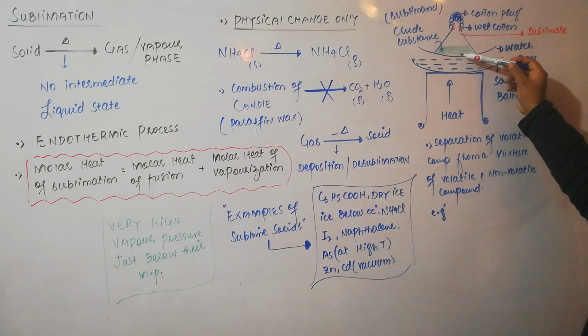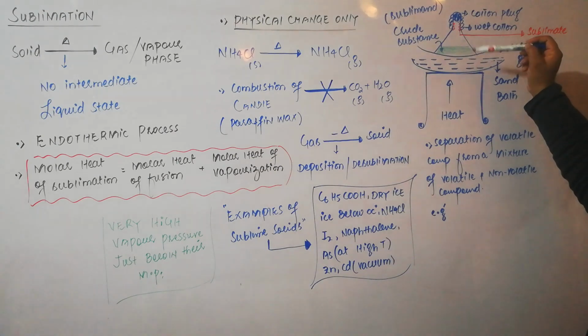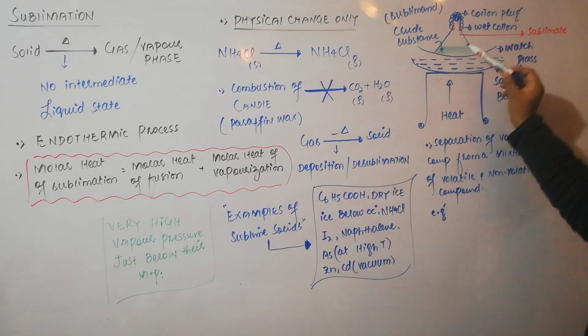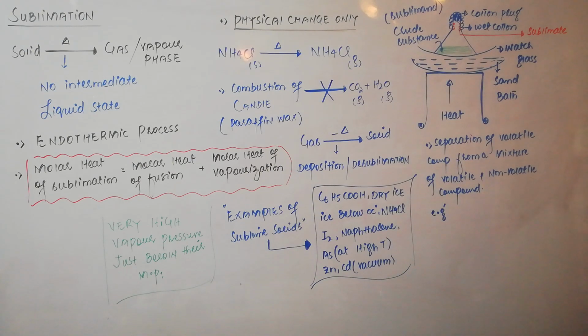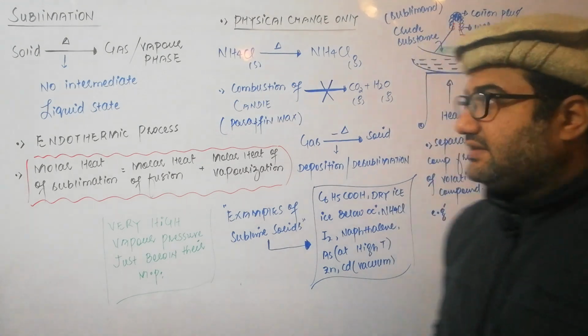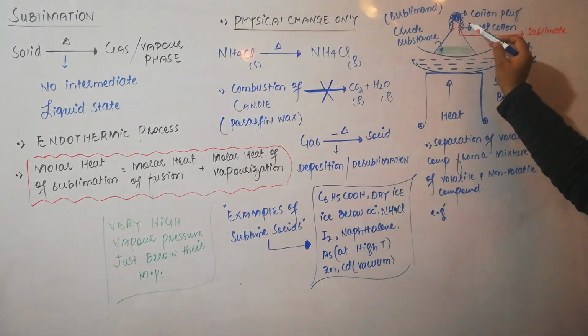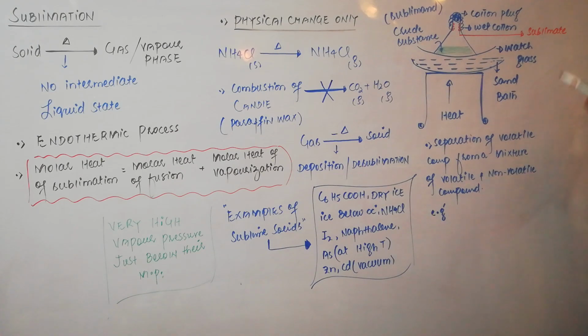In this way, the iodine moves from solid form to gaseous form and it is collected here, while the sand will remain here because it is non-volatile. So in this way, iodine and sand can be separated from each other. And the pure substance which is collected in this part of the funnel is called the sublimate.